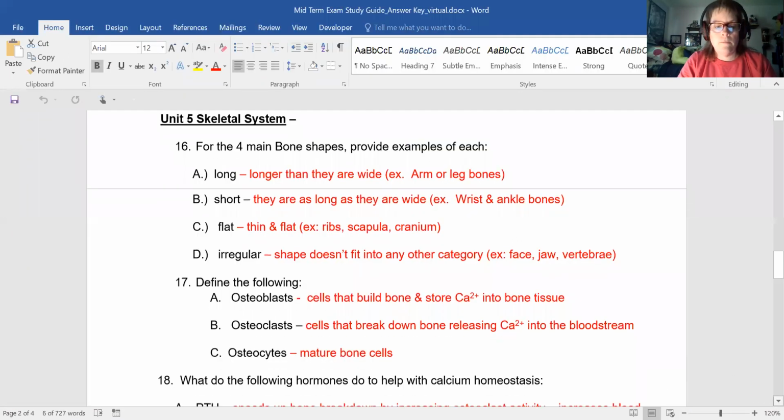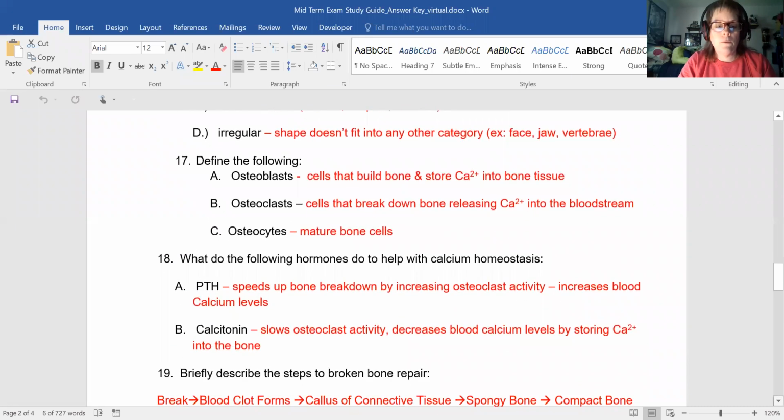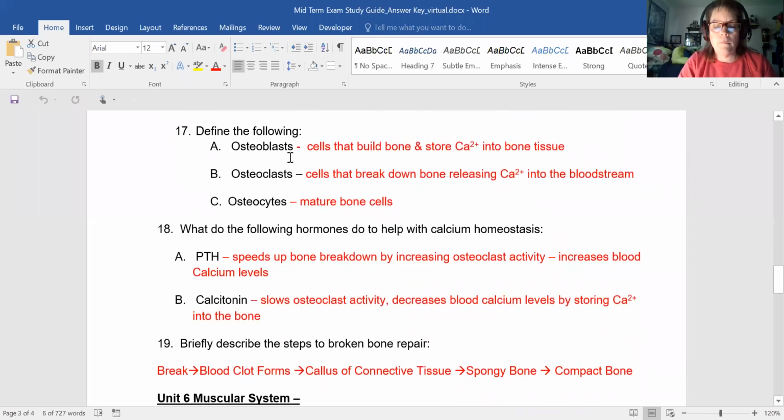All right, you have some words that are going to fit into that whole physiology and maintaining the calcium levels and stuff, dealing with the bones. Osteoblast, osteoclasts, and osteocytes. Remember, osteo means bone. So an osteoblast is a cell that's going to build bone, stores the calcium, puts it into the bone tissue. Osteoclasts, on the other hand, are going to be cells that break down bone tissue, which is going to release that calcium into the bloodstream when needed. And then osteocytes are just another name for mature bone cells.